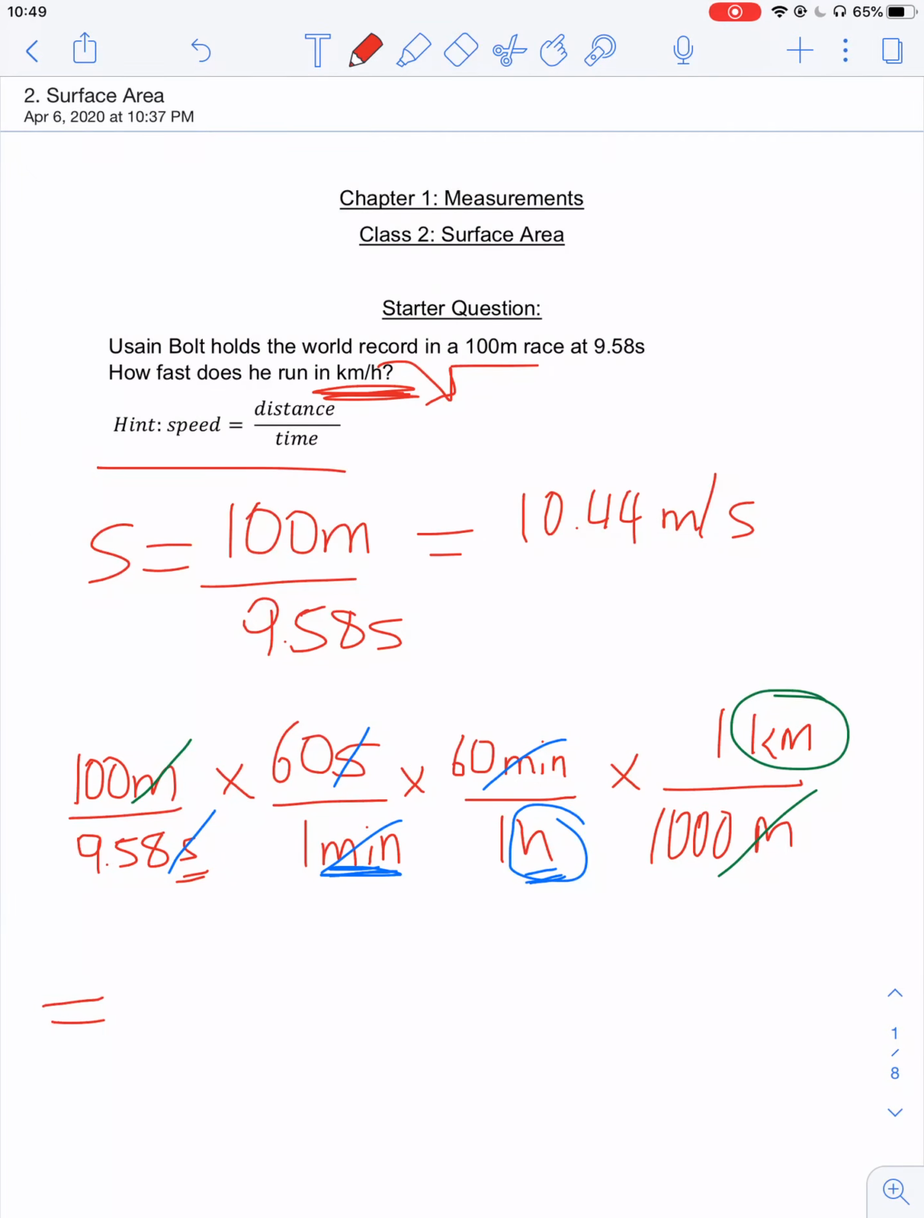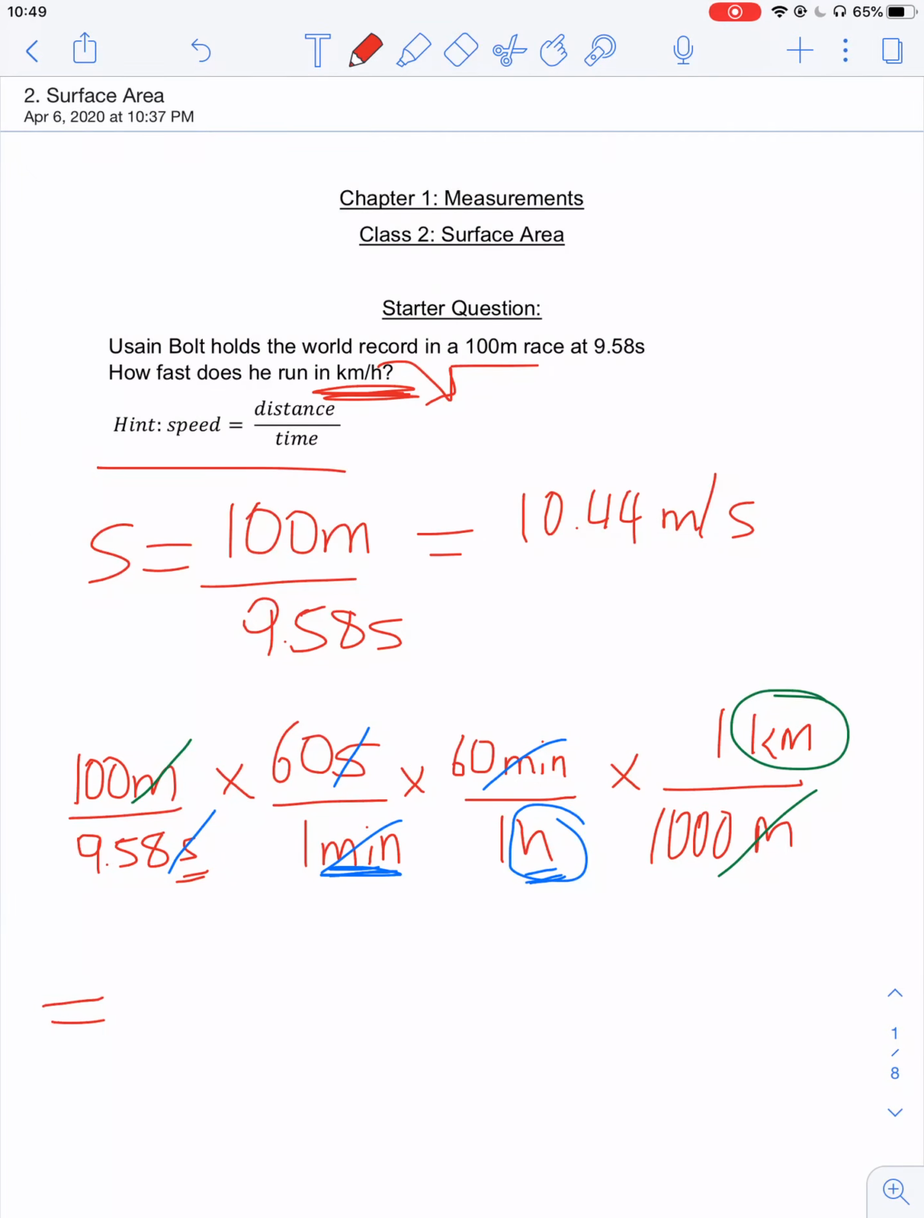Multiply all your numerators together and then multiply your denominators together, and then divide. So we're going to multiply the top. We have 100 times 60 times 60 times 1. So I get 360,000 on top. And at the bottom, I have 9.58 times 1 times 1 times 1,000, so that gives me 9,580.